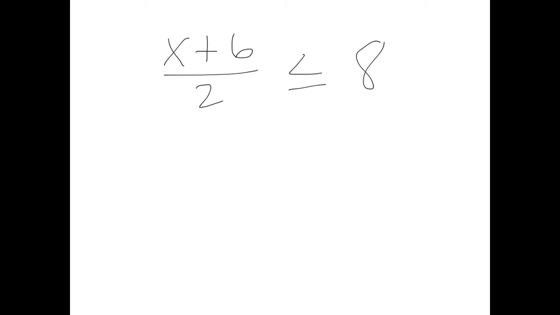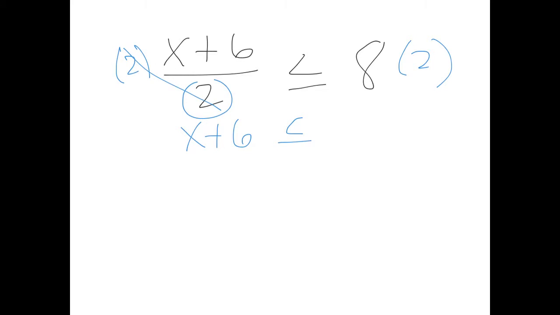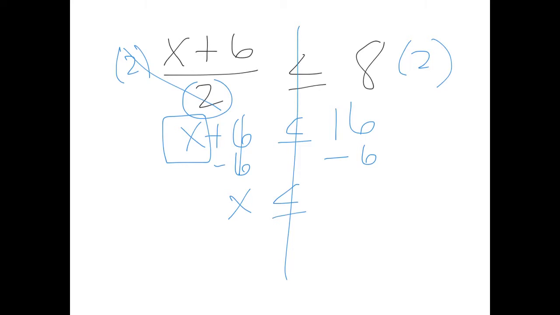Another inequality, this one's a little bit different to solve. I see division under here first, so I'm going to multiply both sides by 2 first. Those 2 cancel. X plus 6 is less than or equal to 8 times 2 is 16. I didn't multiply or divide by negative, so I don't flip it. I'm solving for the x, so plus 6 gets a minus 6. Minus 6, I can draw my line down to keep everything separate. Those cancel. X is less than or equal to 16 minus 6 is 10.